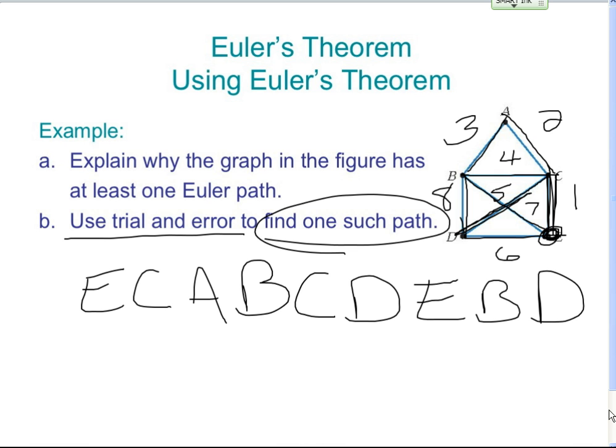Now, the reason why I chose to start at E is that it's one of the two odd vertices. If you're trying to find an Euler path, you have to start at one of the odd vertices. You're actually going to end up at the other odd vertex. E was odd and D was odd. So we started at one of the odd vertices. We ended up at the other.